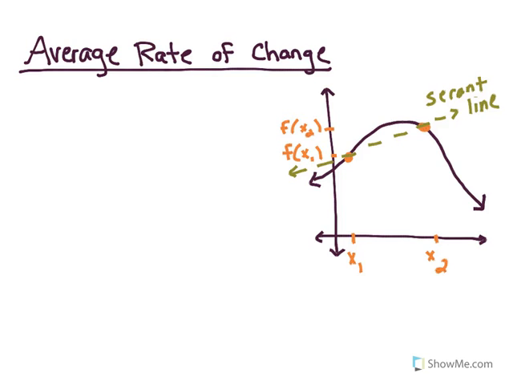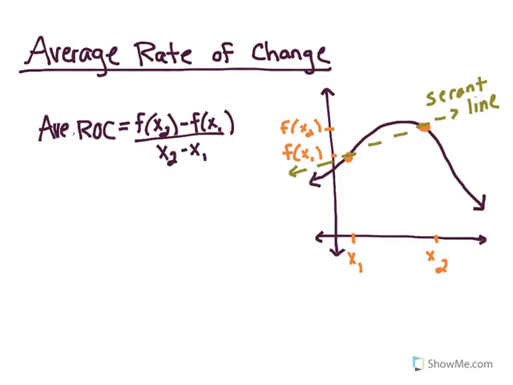So let's go ahead and put this in terms of a formula. We're going to say the average ROC, rate of change, is equal to, now to find slope, it's difference in y's over difference in x's. So this is going to be f of x2 minus f of x1, those are my y values, divided by x2 minus x1. So very, very similar to the way that your slope formula looks, except we're not using y's, we're using f of x's.